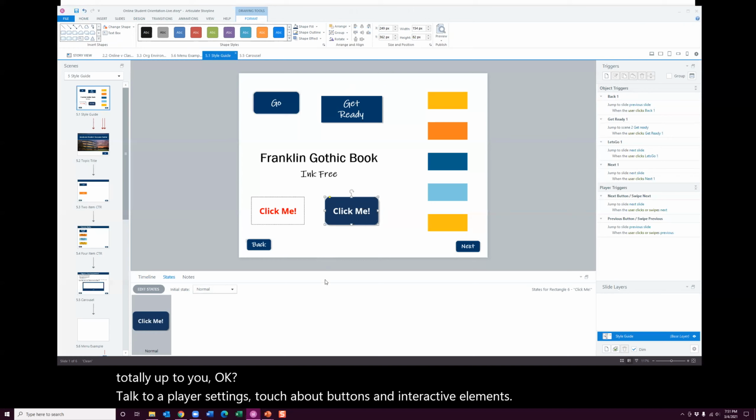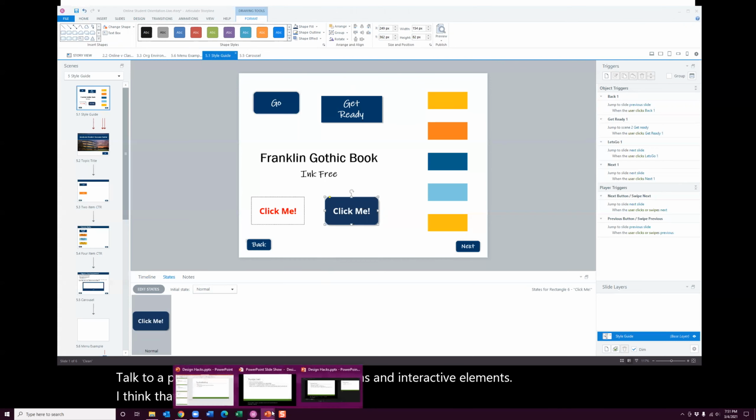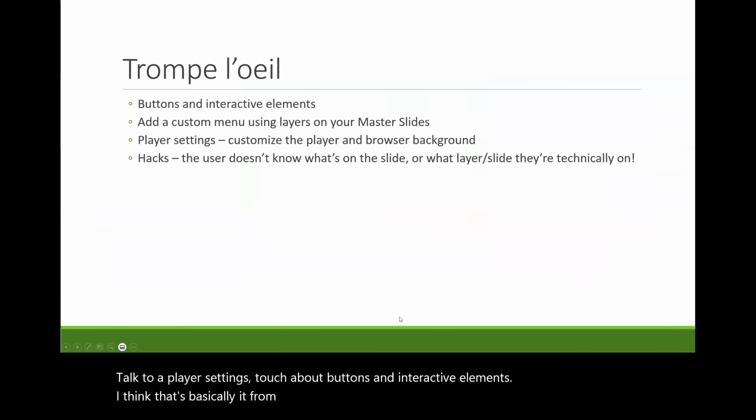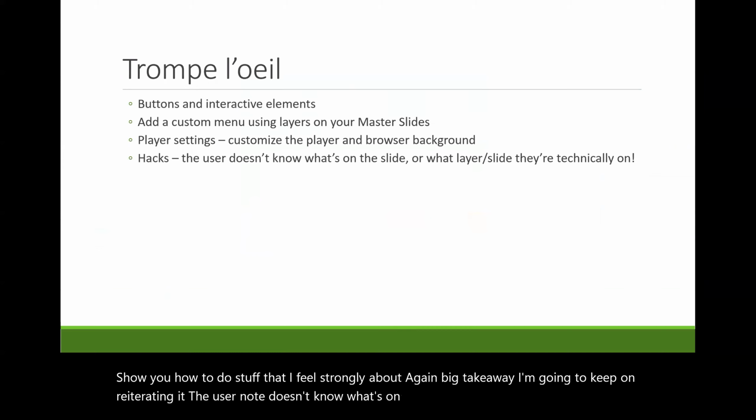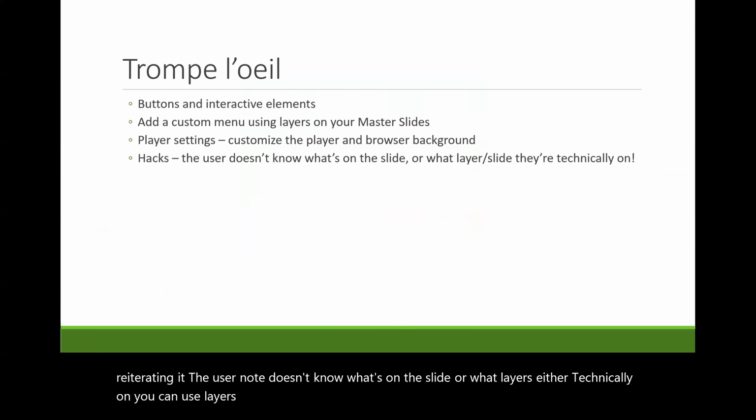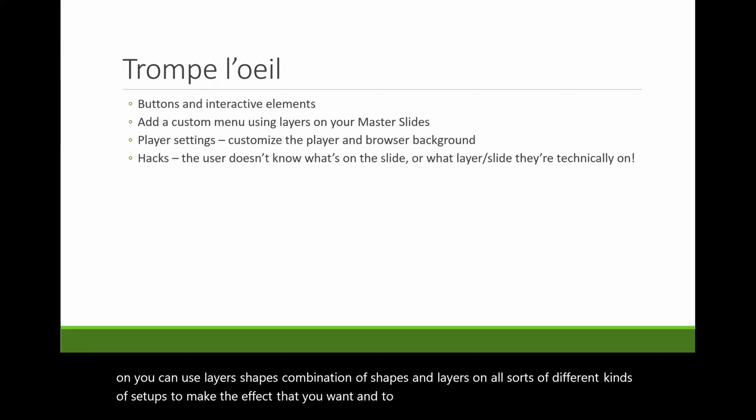I think that's basically it from me showing you how to do stuff that I feel strongly about. Again, big takeaway. I'm just going to keep on reiterating it. The user doesn't know what's on the slide or what layer slide they're technically on. You can use layers, shapes, combinations of shapes and layers on all sorts of different kinds of setups to make the effect that you want. And to the user, it's going to feel seamless.